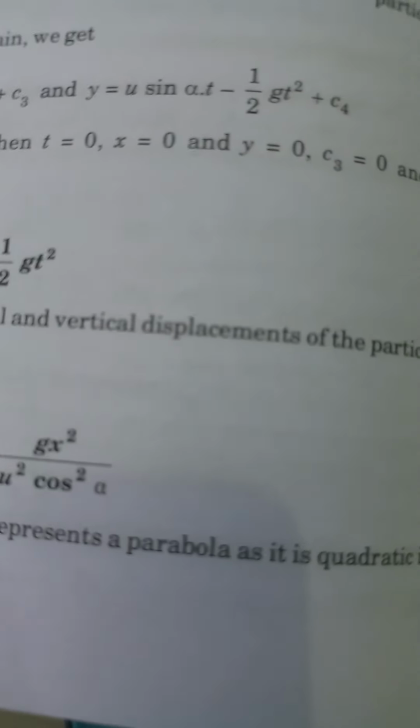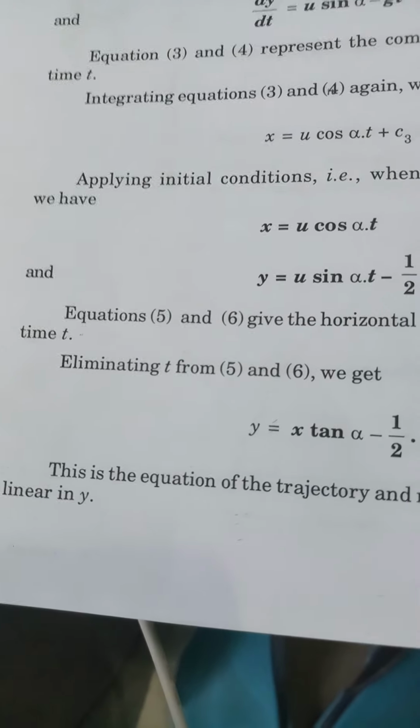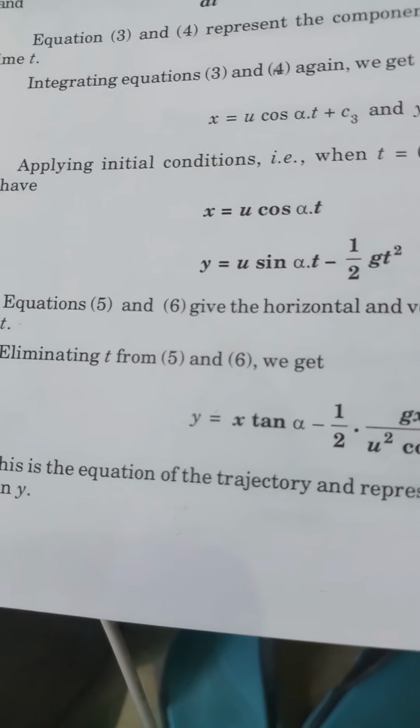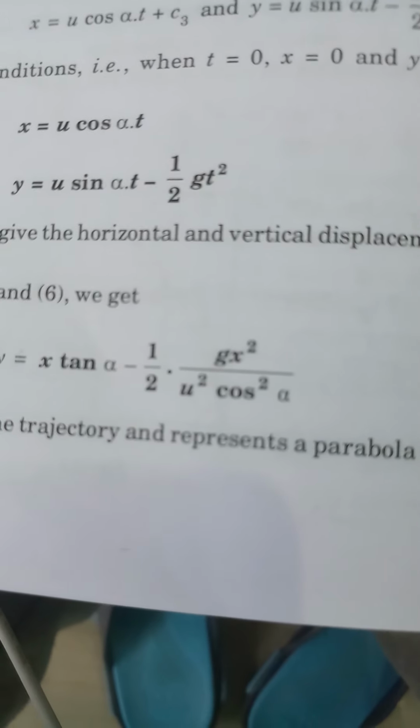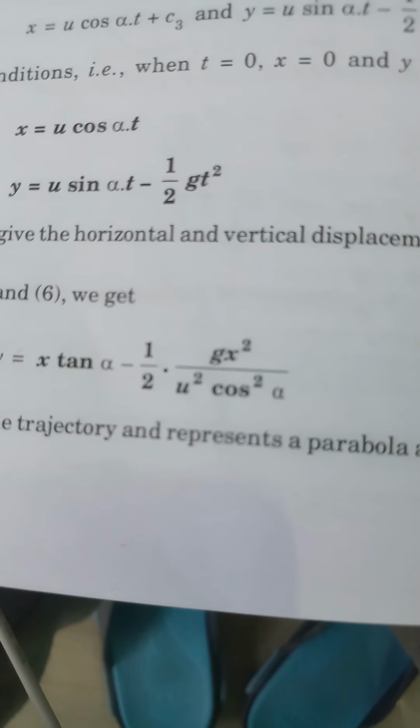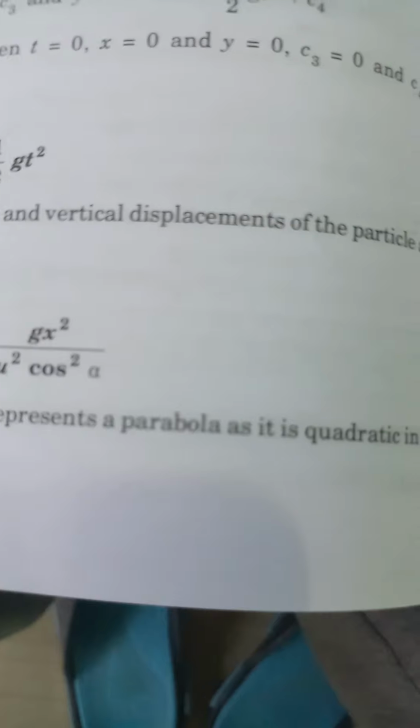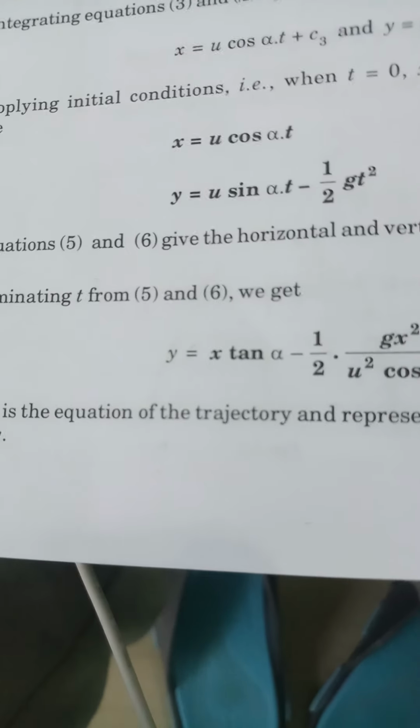Therefore equations 5 and 6 give the horizontal and vertical displacement of the particle at any time t. Eliminating t from 5 and 6, we get y equal to x tan alpha minus half g x square divided by u square cos square alpha. This is the equation of the trajectory and represents a parabola, as it is quadratic in x and linear in y.